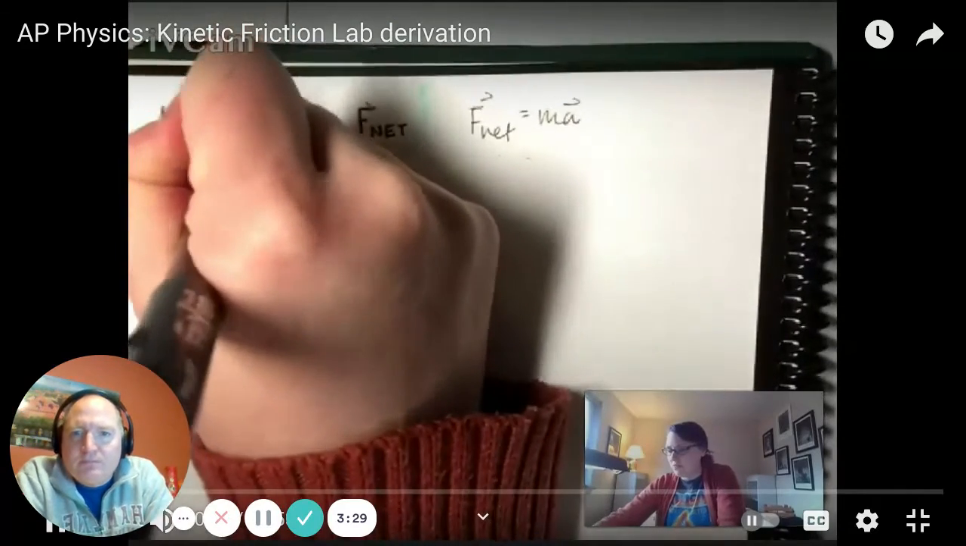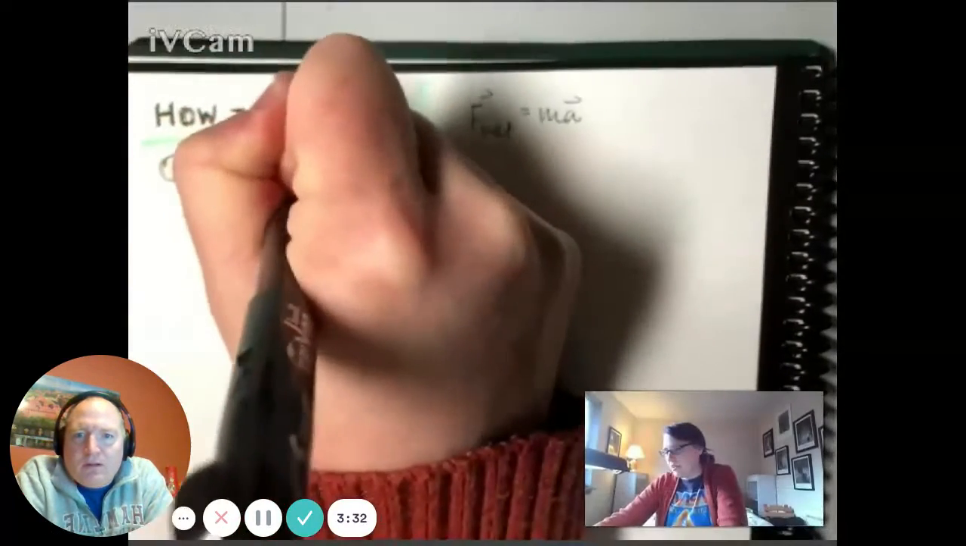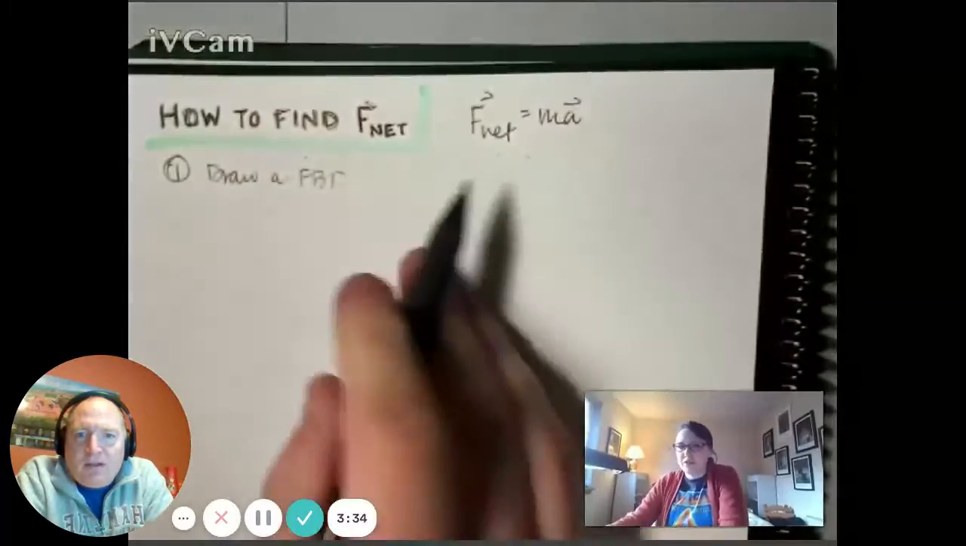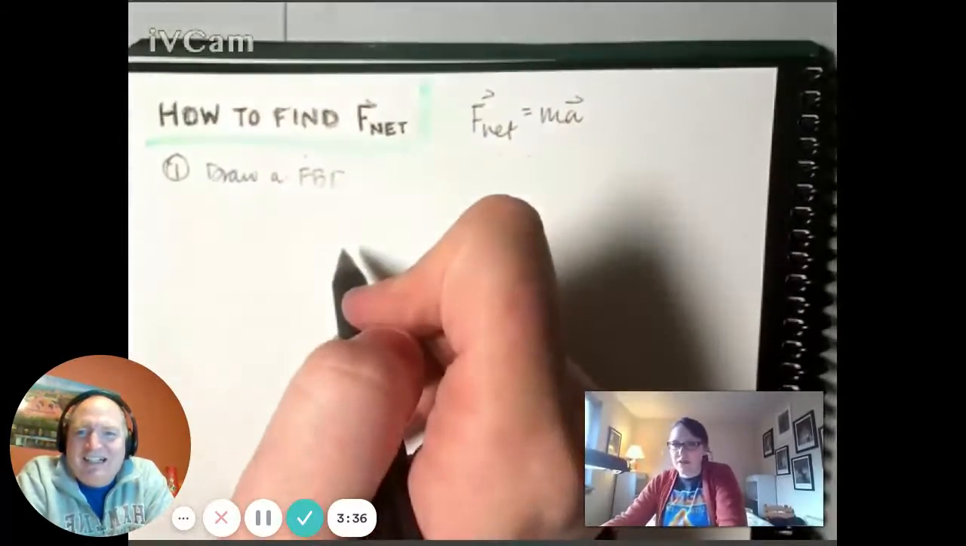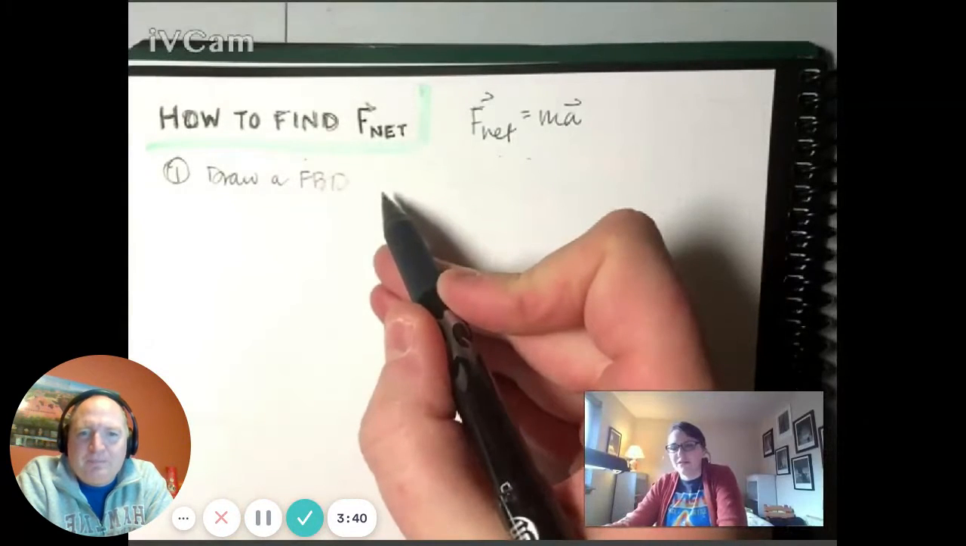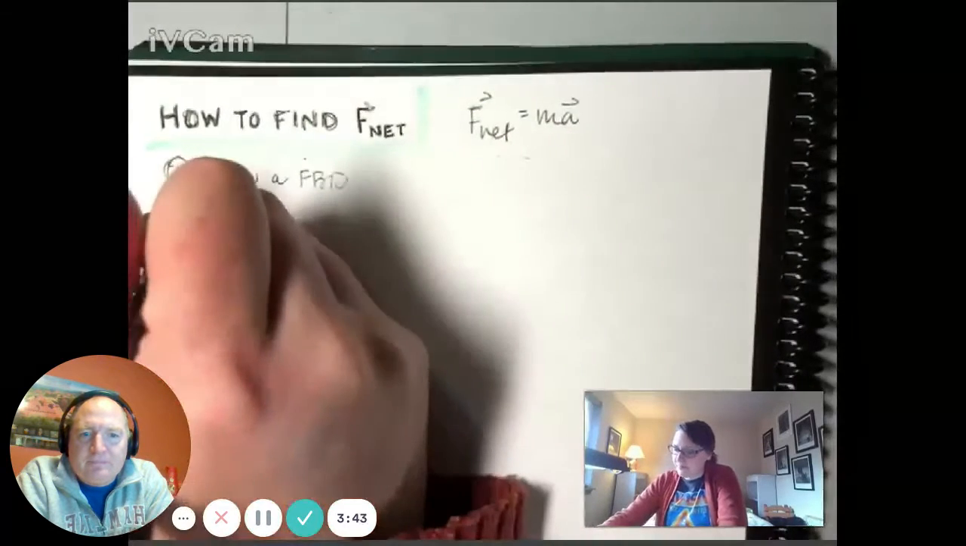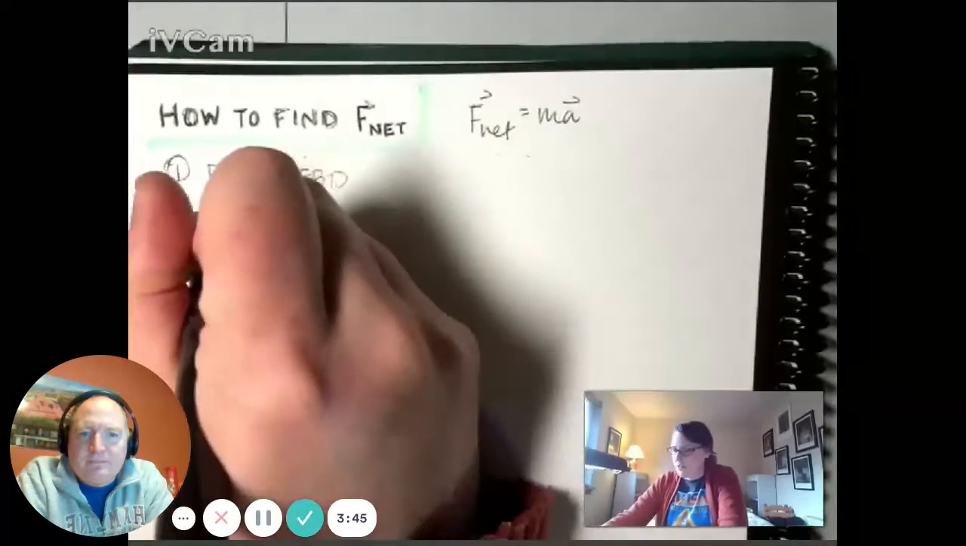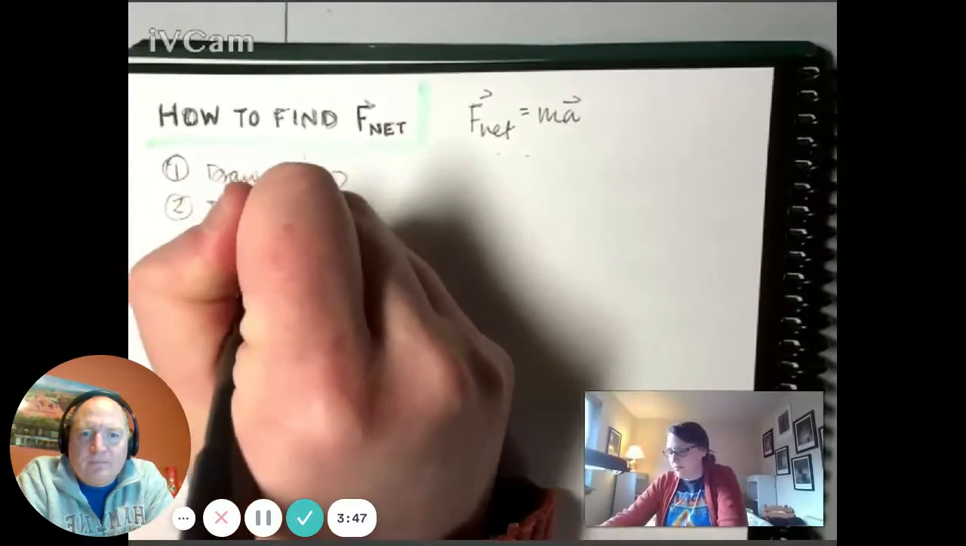Is that you always want to draw a free body diagram. Yeah, there it goes. Right? So the first thing you're always going to do is draw that free body diagram. Try to draw it as accurately as you can and include as many details and labels. Second thing that you're going to do is you're going to break your forces into components.